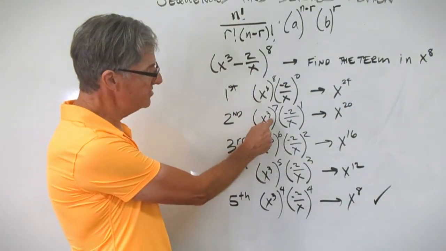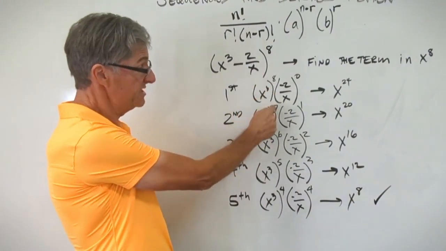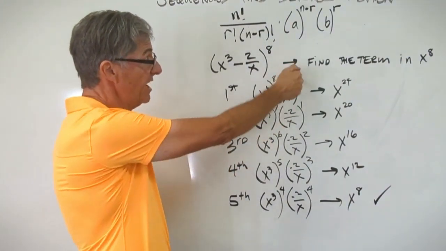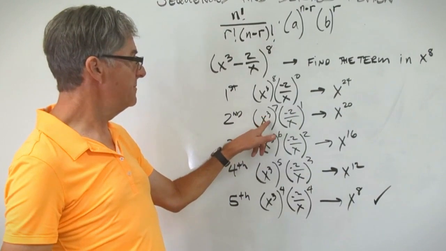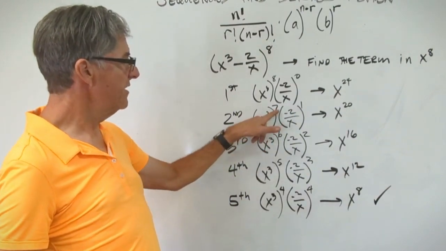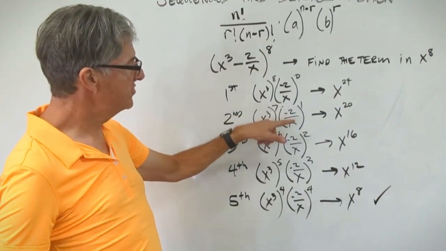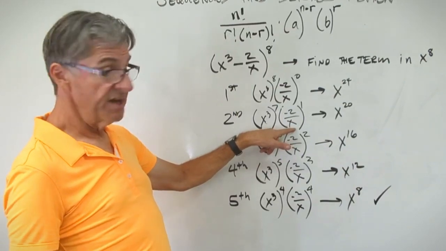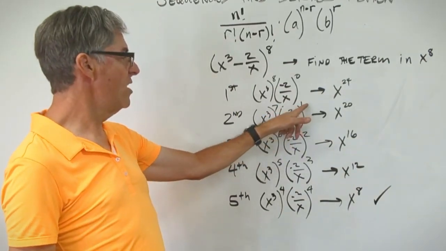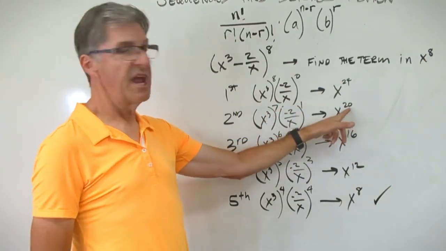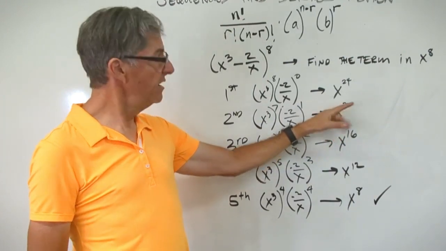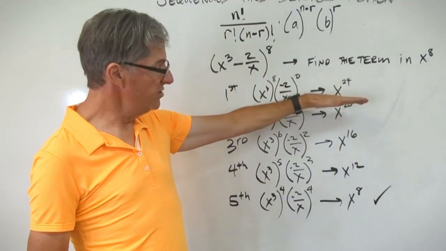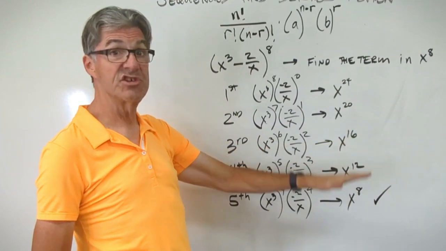So now we're going to have x to the 3 to the 7. We're counting down from there and we're counting up from there. So this is going to be x to the 21st power, and this is going to be minus 2 over x to the 1. You bring that up, it becomes a negative 1, so we subtract, and this is going to have us with x to the 20. Now, we're going down by 4, and you're going to see we go down by 4 each time.